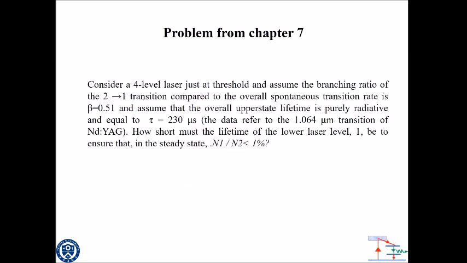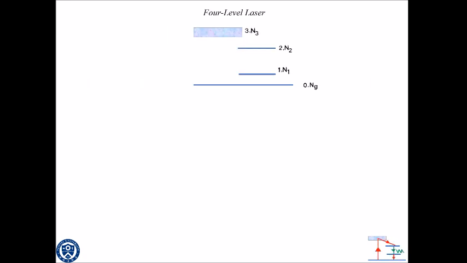I chose the problem from chapter 7, in which we have to find the short lifetime of an energy level for the population ratio to be less than 1% for a 4-level laser. If we see the 4-level laser, there are 4 different levels with different populations, given by Ng, N1, N2 and N3.